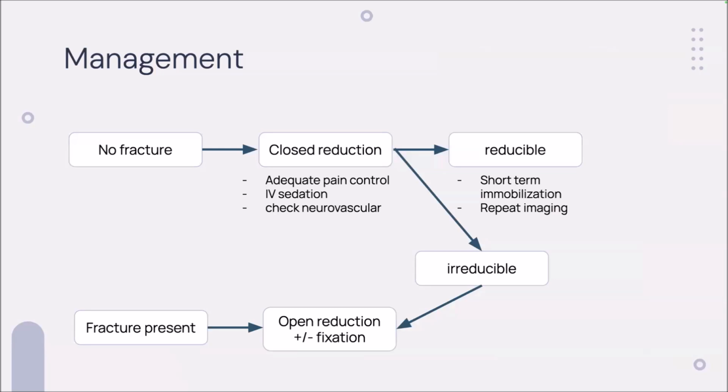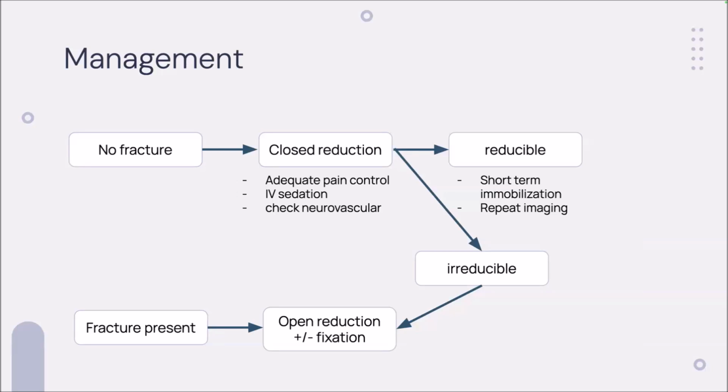So for the management, if there's no fracture, closed reduction should be done after adequate pain control and IV sedation. We also need to check the neurovascular status both before and after reduction. If the patient's arm is reducible, there should be short-term immobilization, like arm sling immobilization for 1 to 2 weeks, and repeat imaging should be done to confirm the reduction too.